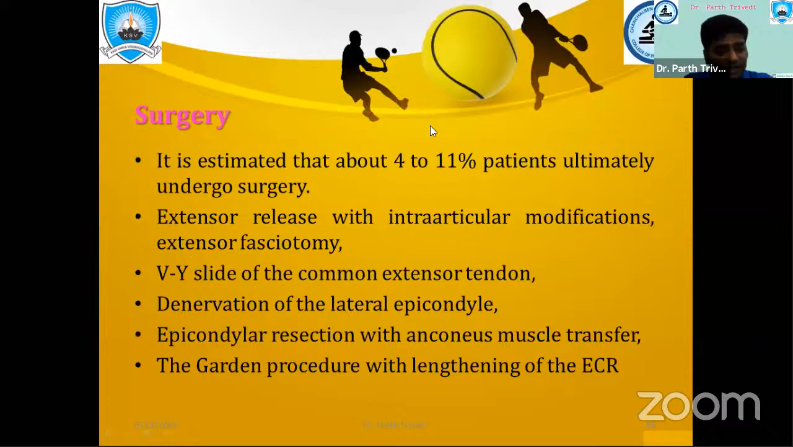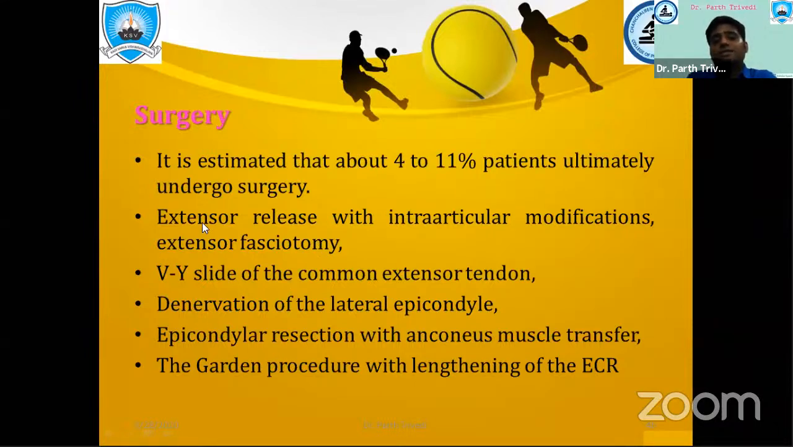Surgery, yes, definitely, in chronic cases when all the conservative treatments have failed, somewhere around 4 to 11% of patients. It is a huge number. About 4 to 11% of patients undergo surgery, because chronic pain is so disabling. It creates so much stress. And especially for an athlete, as I said, an athlete needs to go back to the field. Yes. So surgery, it is definitely an option, but again, rehab is necessary post surgery. So as much as we can conservatively treat the condition, surgery should be avoided.